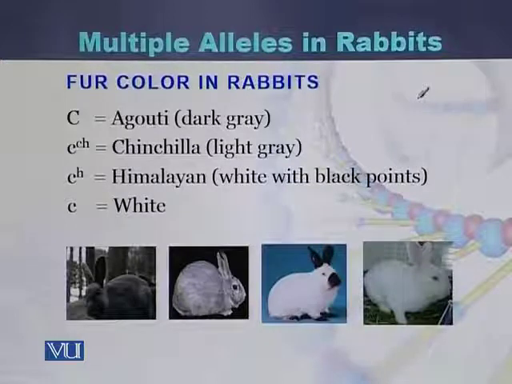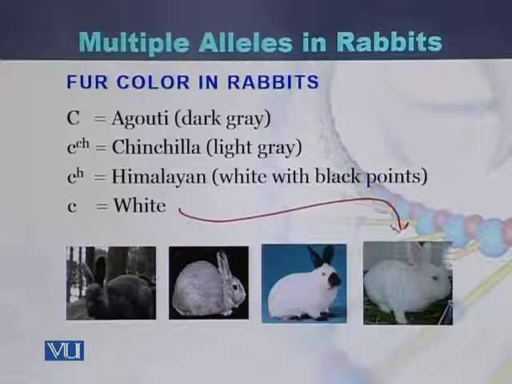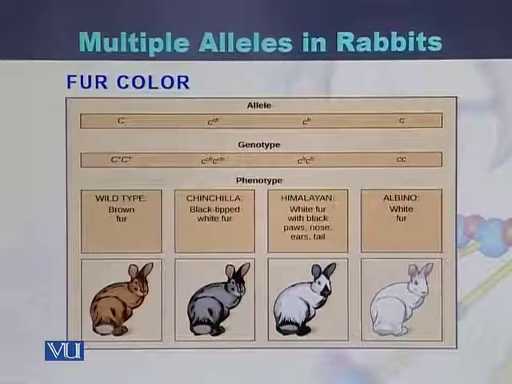If there is a C allele in the recessive form, then the fur color of the rabbit will be white or albino. So we can say that there are 4 different alleles. If allele C is in dominant form, then the color will be agouti. If it is in CH form, then chinchilla, and if it is in H form, then it is Himalayan, and if it is C in recessive form, then the fur color of the rabbit will be white or albino. So here we can see all the 4 alleles and their genotypes.